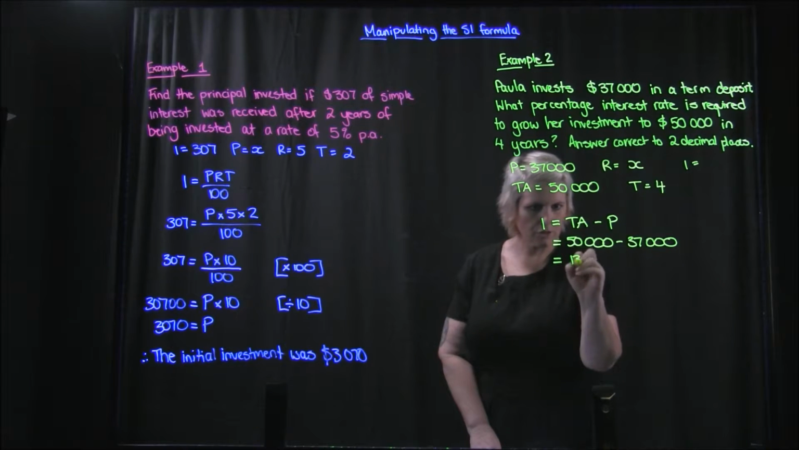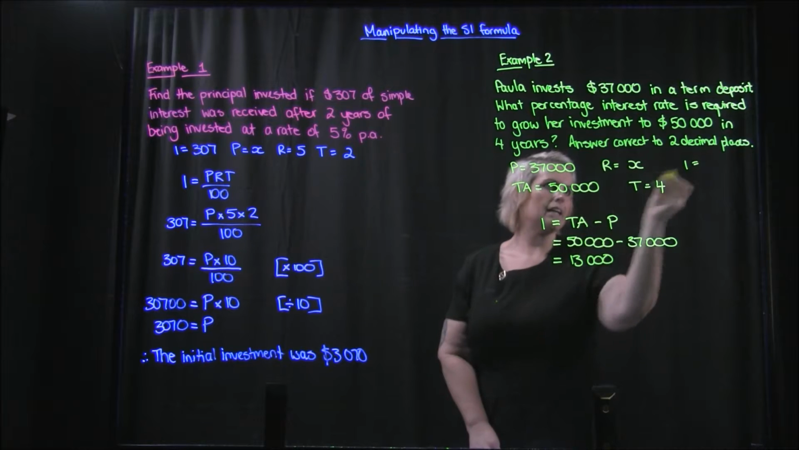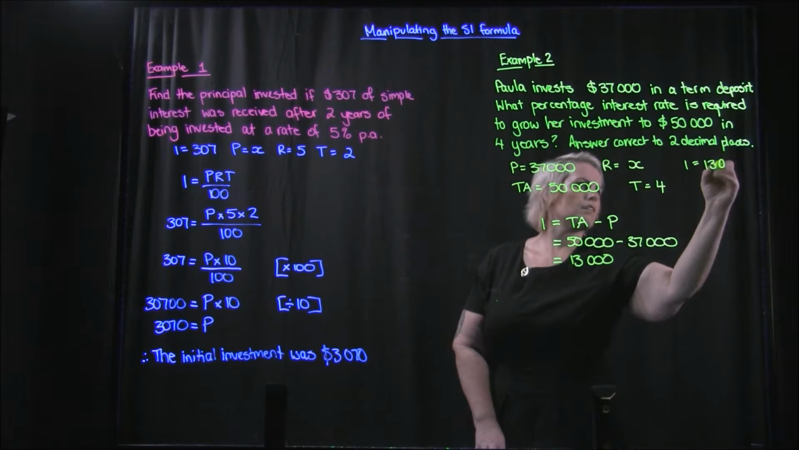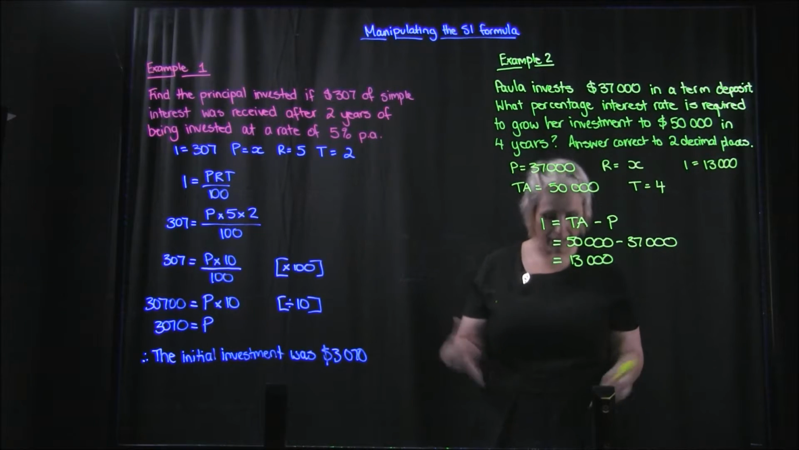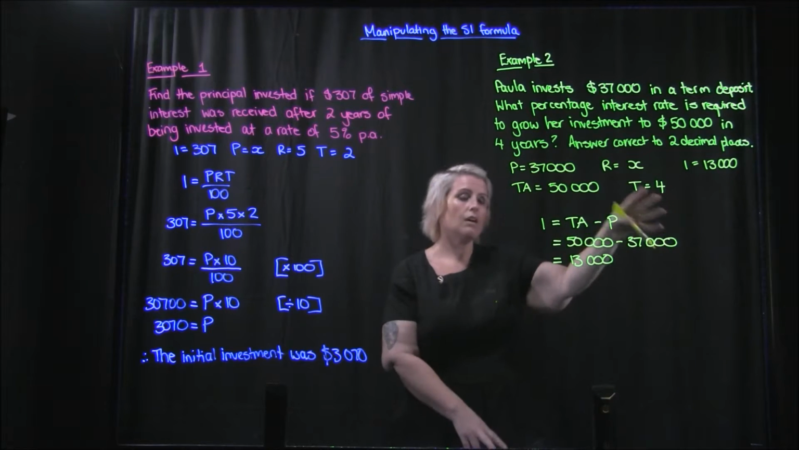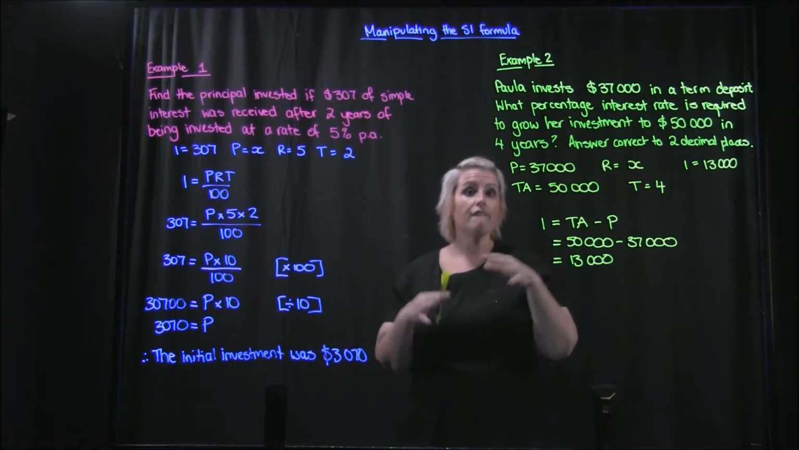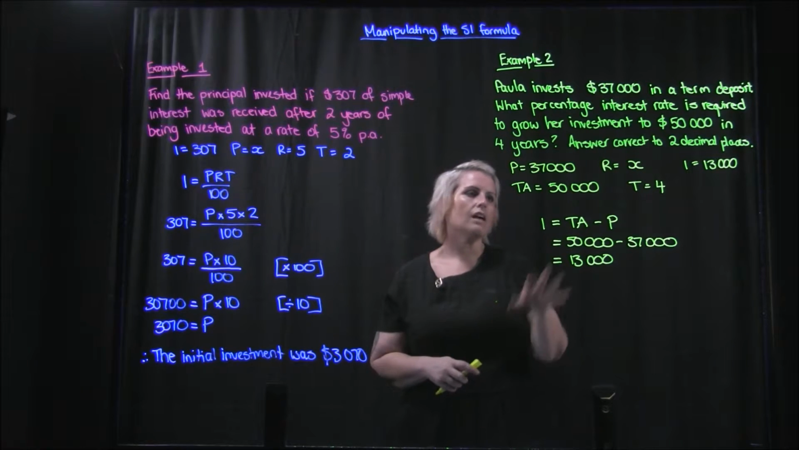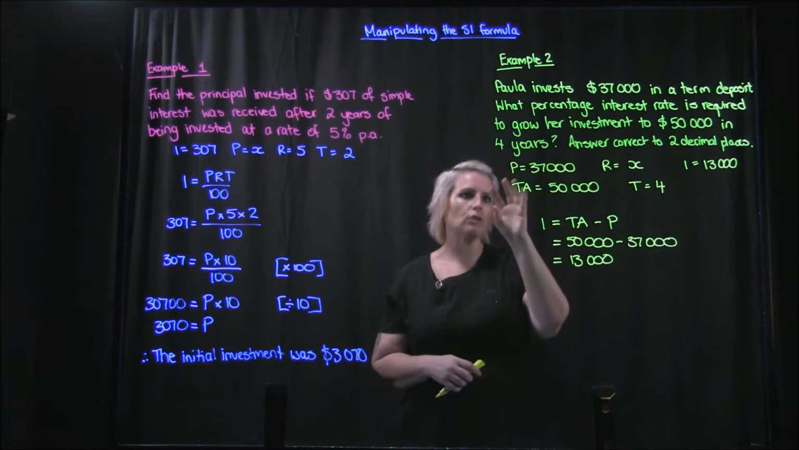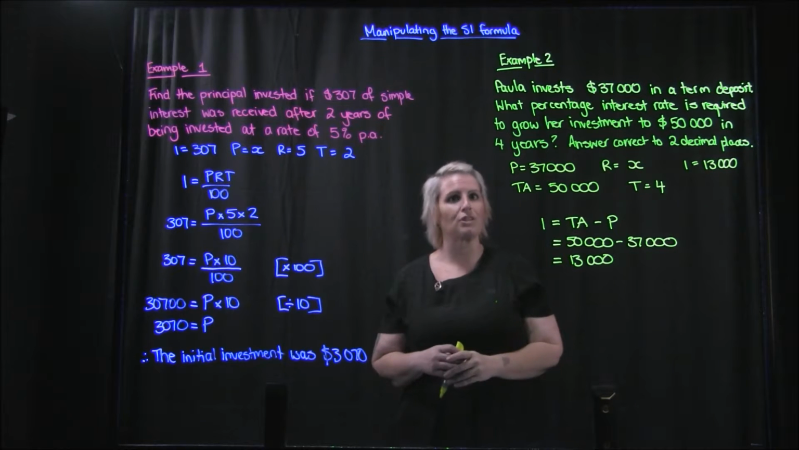So she has 13,000 in interest. Okay, so that's not bad. That's the first step. This is why identifying all of those variables from the formula first is a really good idea. It means you know exactly what you're looking for, and you can make sure that you have all of the rest of the information that you need, and if you don't, that you can work it out.